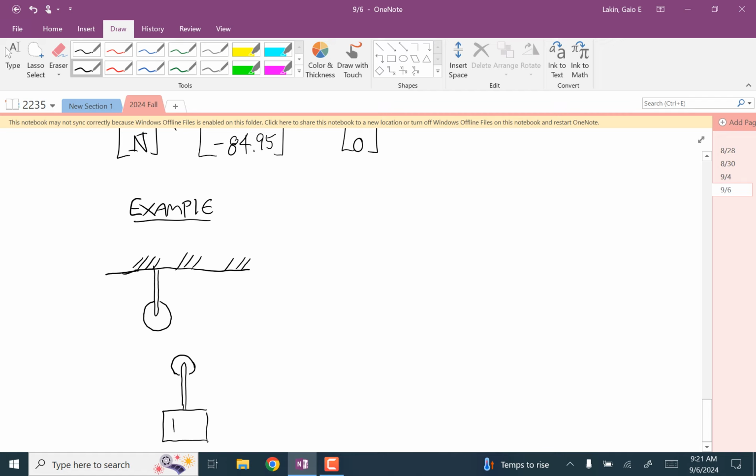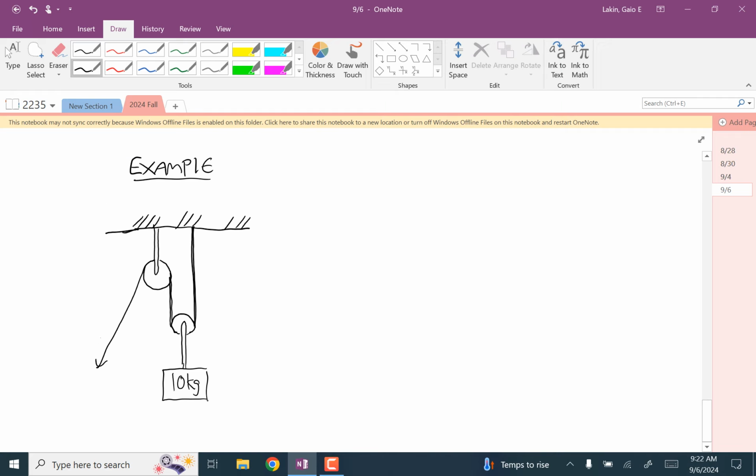So let's say that this is 10 kilograms too. And a cable goes through this system. And then something's supporting the weight of this mass by applying a force T to this cable, okay? The question is, what force T is required for static equilibrium?